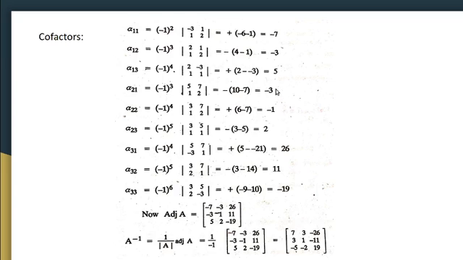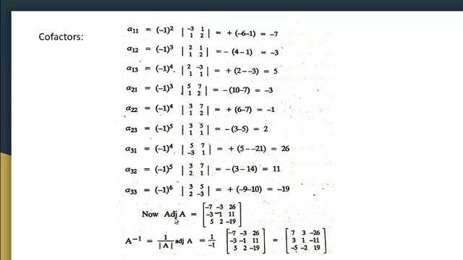Then the next 3 elements are the second row cofactor elements, minus 3, minus 1, minus 2. It becomes the second column in the adjoint A matrix. Then the third row cofactor elements are 26, 11, minus 9. That becomes the third column in the adjoint A matrix.